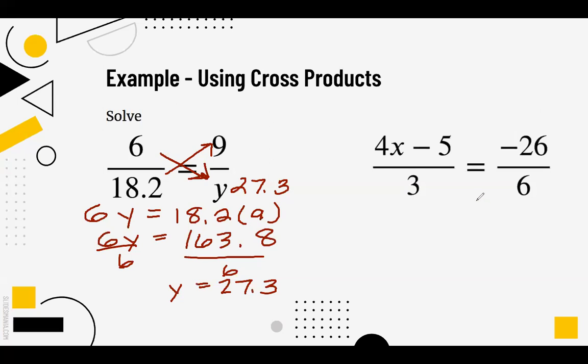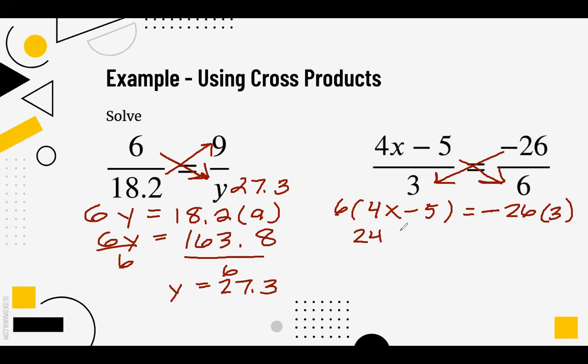Same thing on the other side. We're going to multiply here and here. So 4x minus 5 times 6 is equal to negative 26 times 3. On this left side, we have to distribute. So that's going to be 24x minus 30 is equal to negative 78.